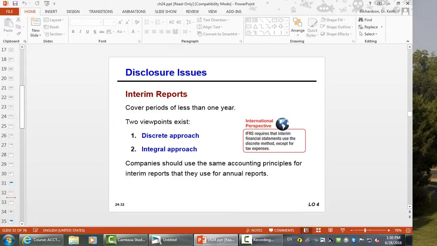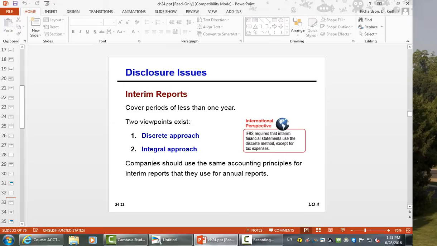Well, one quarter might look like a real high tax rate, another might look like a real low tax rate. You could use the average for the year. If it's integral, you can estimate what the average is going to be for the year and apply it evenly across all of them, same percentage across all of them. That's not discrete. Discrete would be each one stands completely alone, so you have varying tax rates. So that's why they do that.